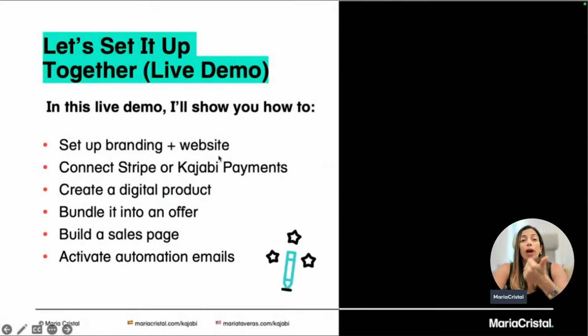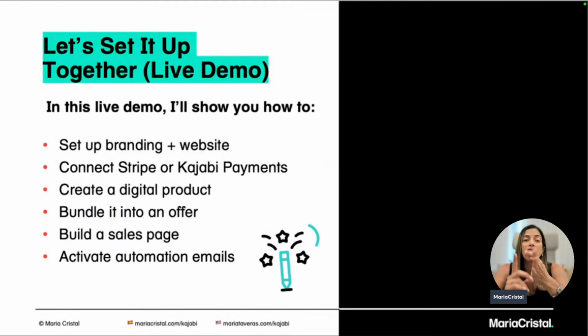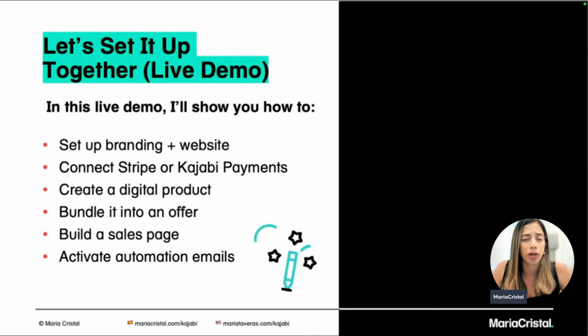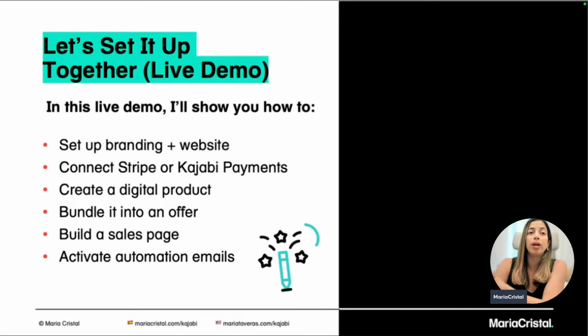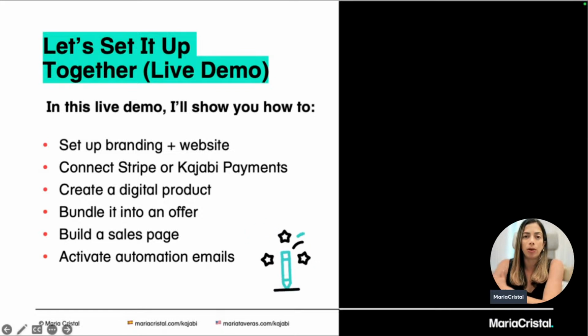We set up branding. We're going to add your logo, your favicon, your color palette, create your system pages. That's not your priority. I just wanted to show you because I think it's important to have your login customized, the library page, connect your payment processors, create a product, bundle it into an offer, build a sales page, and your automation emails. I told you it was easy for me to show you all these steps all together.